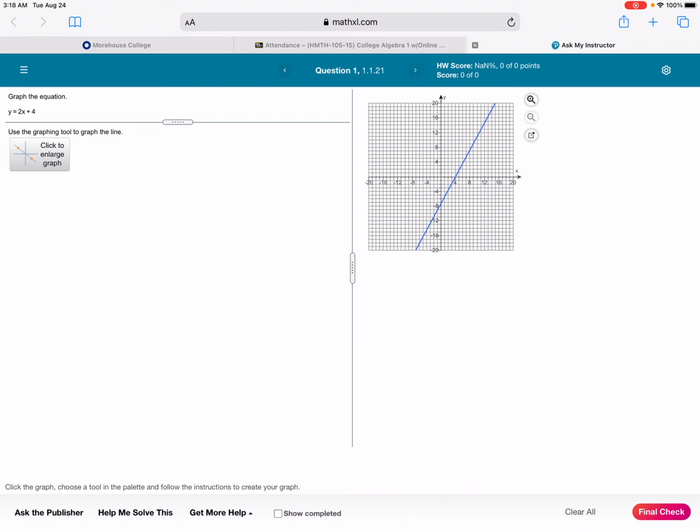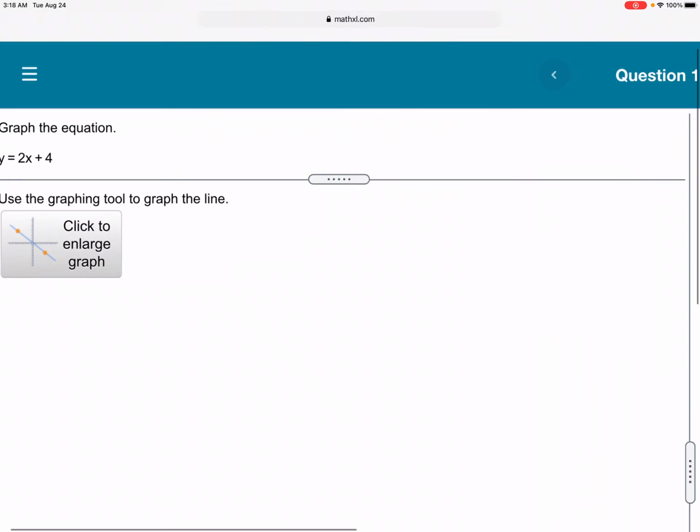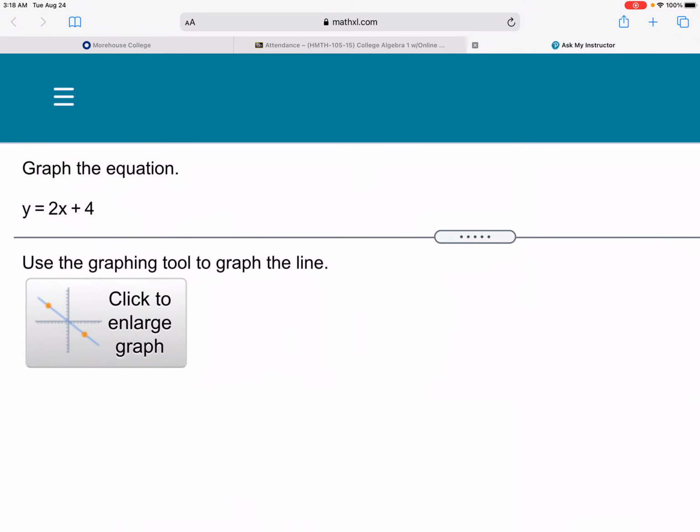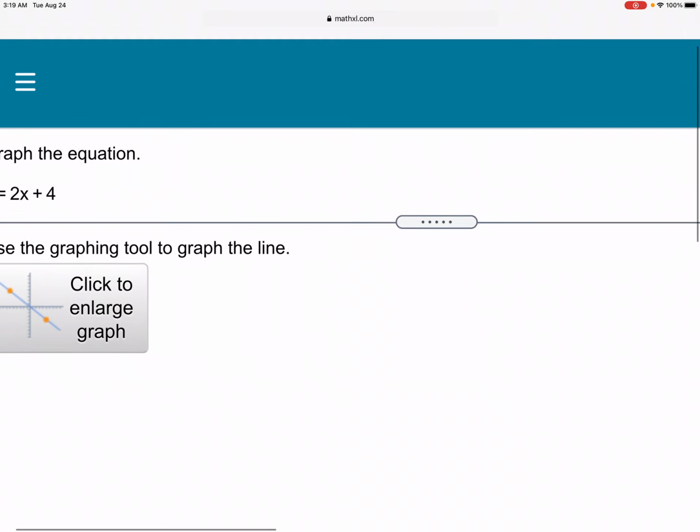This question comes in from college algebra, and this is more so like a Pearson question. We're asked to graph this equation. Notice that this is in the form of y equals mx plus b, where the m in this case is 2, which is your slope, and the b, which is 4, is your y-intercept. And we're asked to use the graphing tool to graph the line.